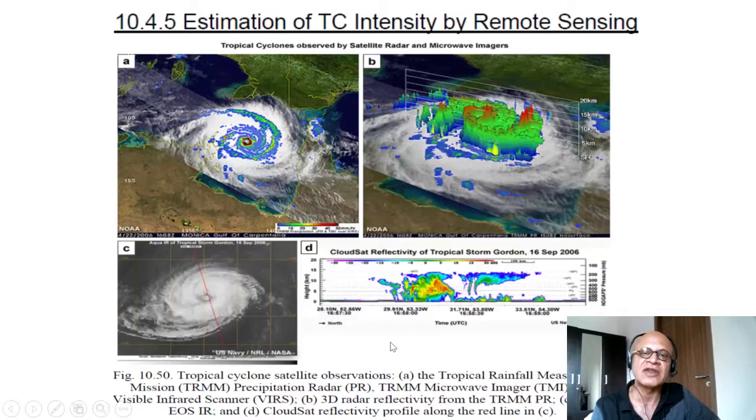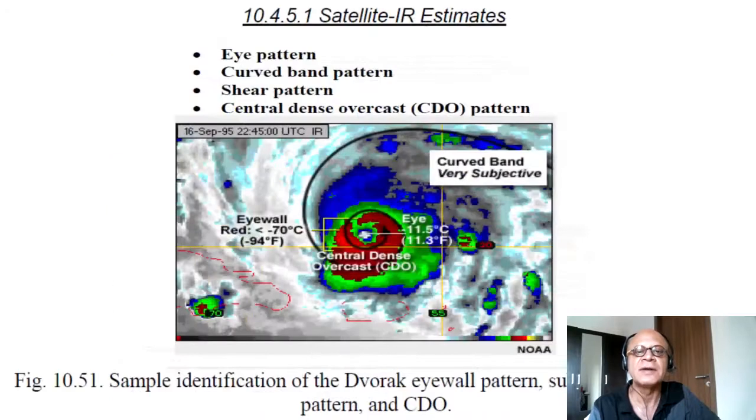There are also scatterometers which can give winds, altimeters which can give sea surface heights and heat content, for example, and of course the aircraft, as we said. The method of estimating them was derived in the 1970s by Dvorak. It's called the Dvorak method of estimating intensities using satellite IR estimates.